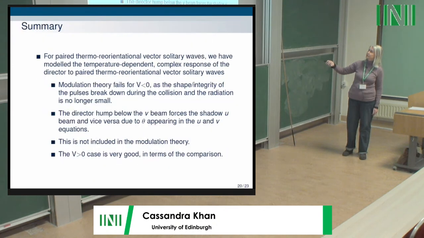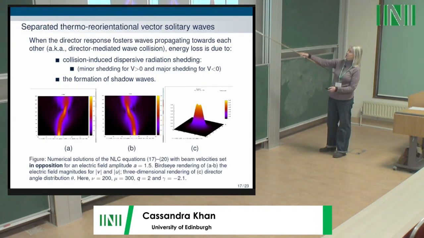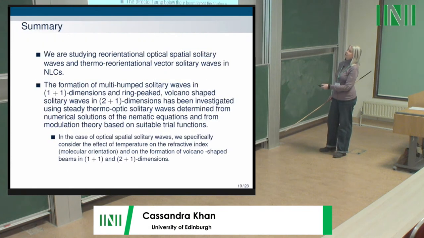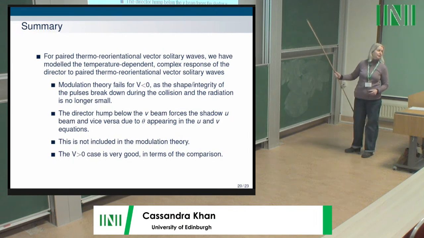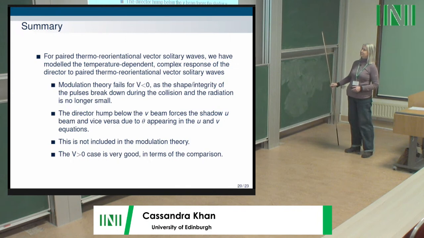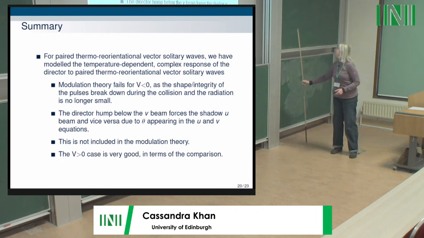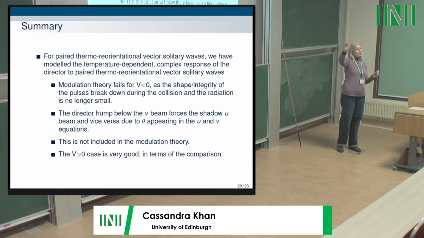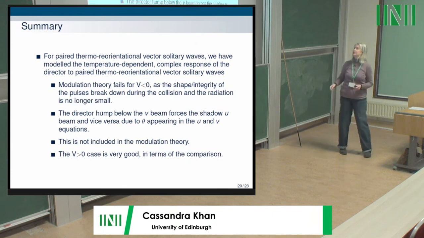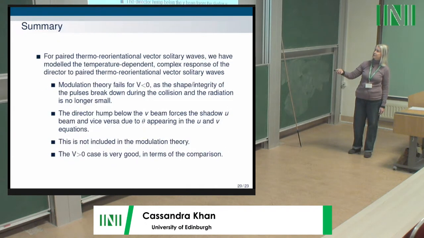How these shadow waves form is through the director, which, just like our volcano waves, is a double humped structure. The director below the left-hand beam forces the shadow beam in the other light beam and vice versa, due to the director variable appearing in both those beams' equations. So it's the director of the one beam that's influencing the shadow beams in the other, and the director of the other, vice versa, influencing that shadow structure in the first. And that's why modulation theory breaks down here, because that interaction is not included.